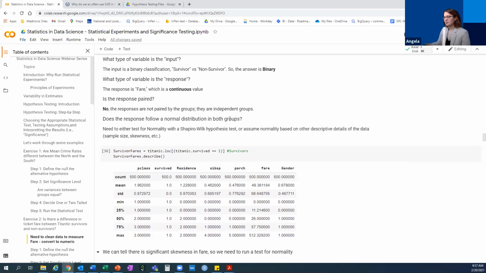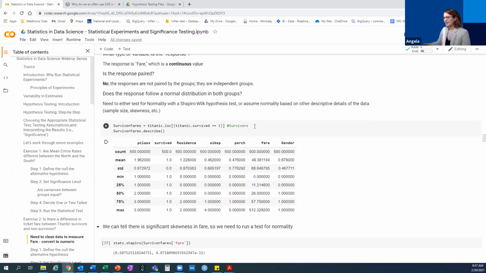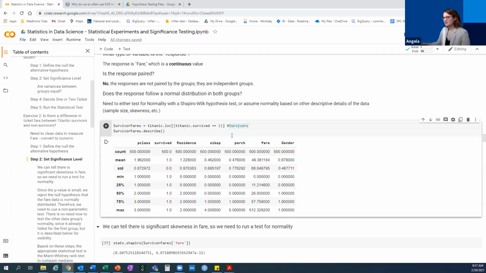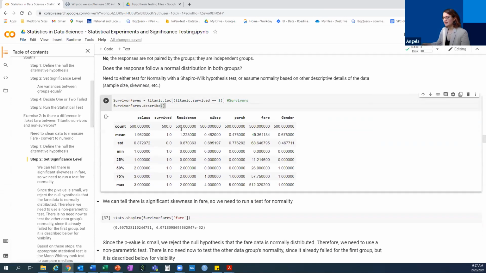And is our data in both groups normally distributed? Or I should say approximately normally distributed. So let's take a look. Again, filtering to survivors first and then describing that group. Got a pretty decent sample size of 500. Looking at fare, okay.